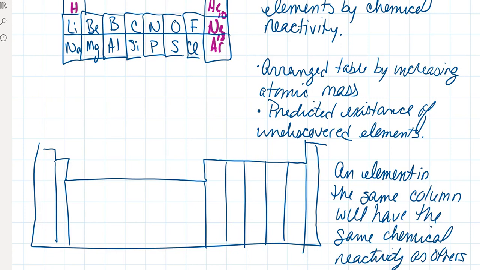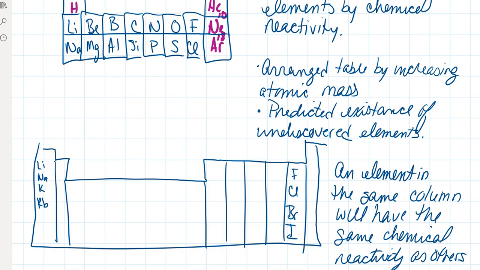And so what that means is when we take a look at things like lithium and sodium and potassium and rubidium, we'll say that all of these have the same chemical reactivity, or really similar reactivity. Same thing with things like fluorine, chlorine, bromine, and iodine. All of these elements in the same column have the same chemical reactivity.